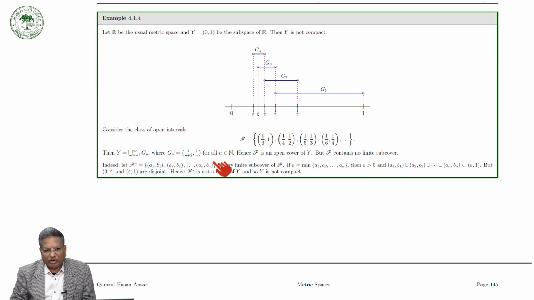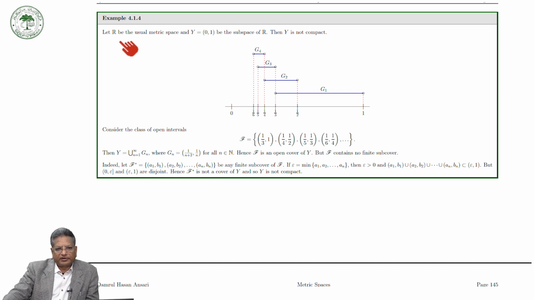Now take one more example. Suppose we have the set of real numbers with the usual metric, and Y is our subspace, which is equal to the open interval (0, 1), and of course this is a subspace of R. Then this subspace of R is not compact. Why is it not compact? Let us take this, 0, 1. So this is my open interval (0, 1).